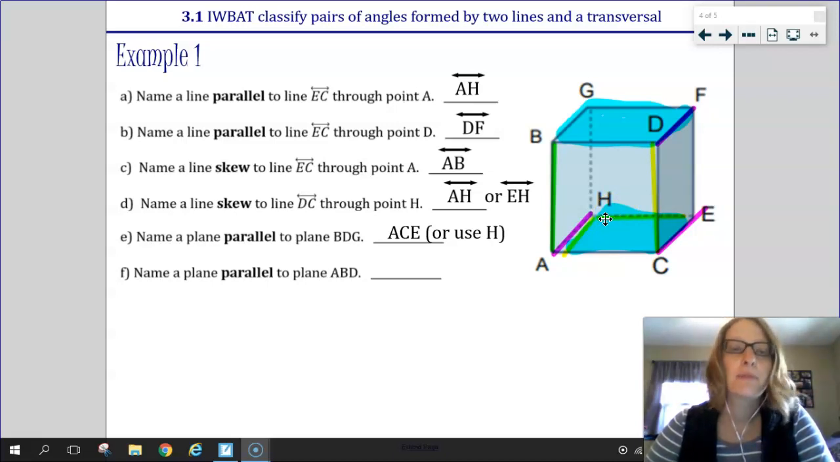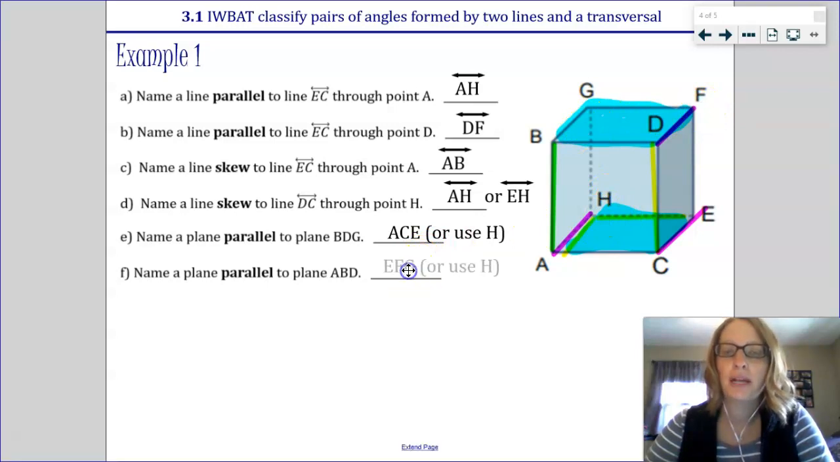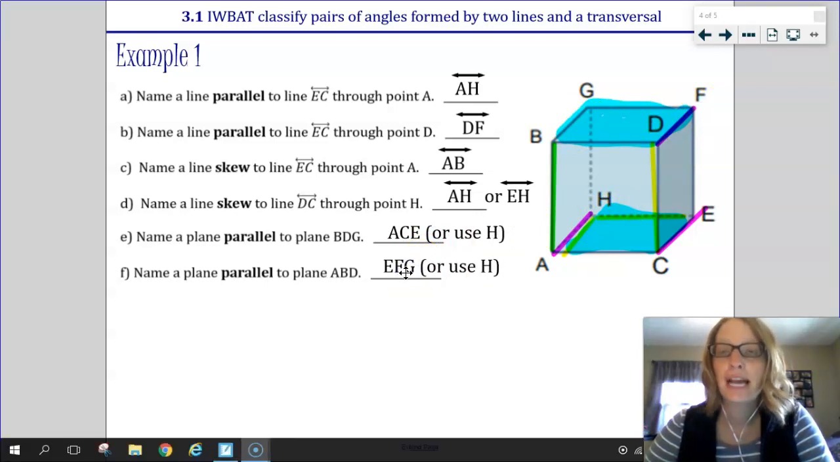Finally, a plane parallel to ABD. ABD is the front of the box that also includes point C. So a correct answer will include any combination of the letters at the back of the box. So any combination of the letters from E, F, G, and H. I chose to call it plane EFG, but again, you can also use H as your third point in any combination. So I could say FEH, GEH, any combination of the 4 letters at the back of the box.